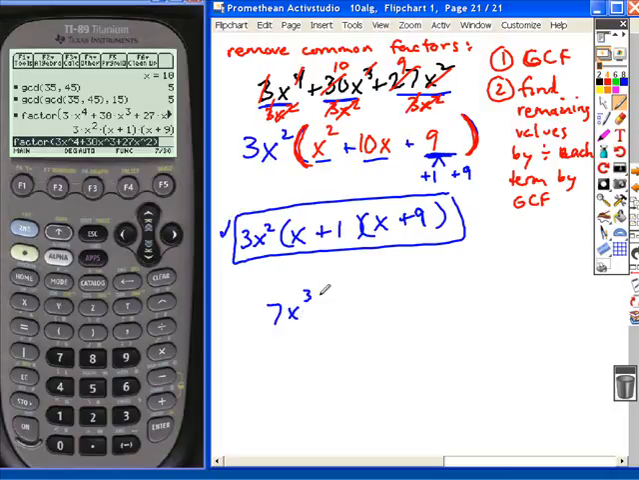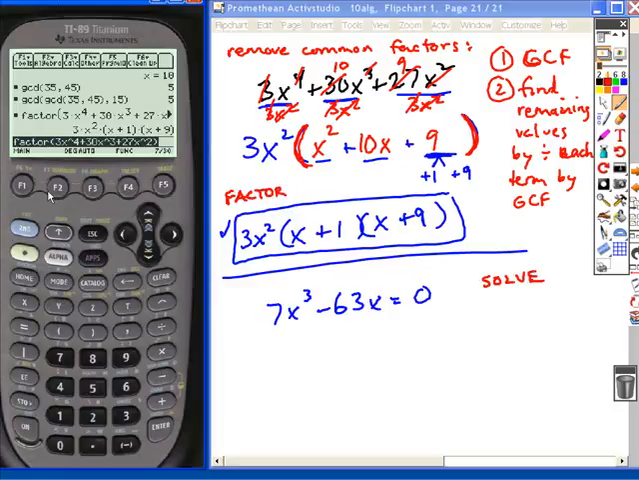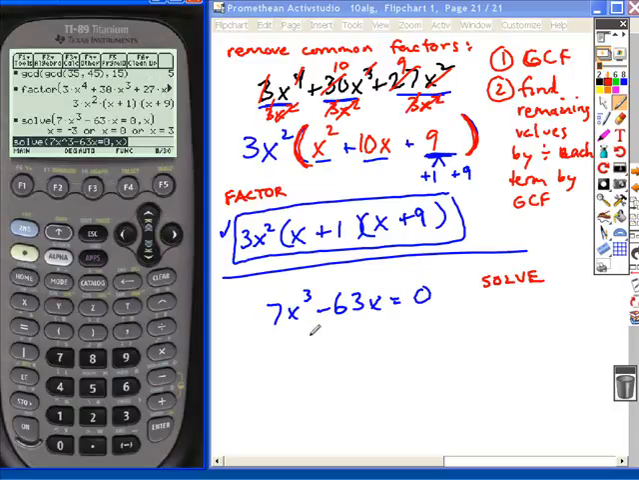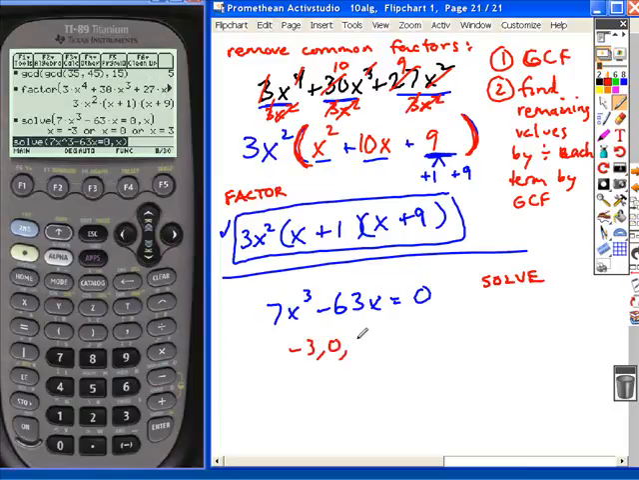And the last thing to go through is, again, solving one of these problems. So try to solve this really quickly, come up with what the solutions are for x. If you do the solve, F2, hit number 1, solve, type your equation, 7x cubed minus 63x, set that equal to 0 and solve for x. And I'll have my answer. My answers are negative 3, 0, and 3.